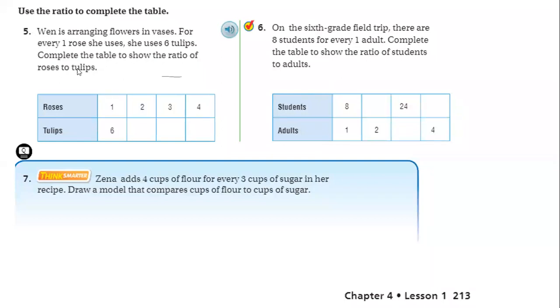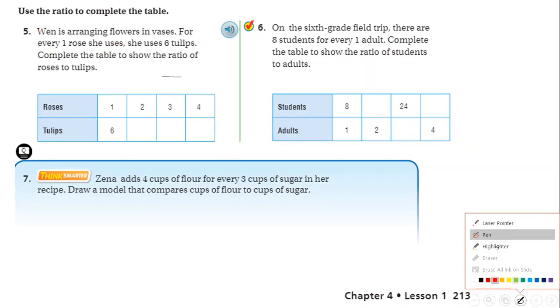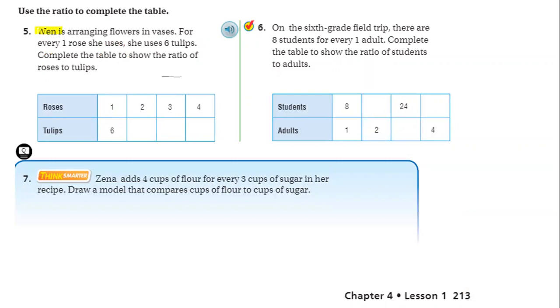Here in questions 5, 6, and 7, I asked you to see your solutions and let us correct them right now. Question number 5 says, Wendy is arranging flowers in vases.